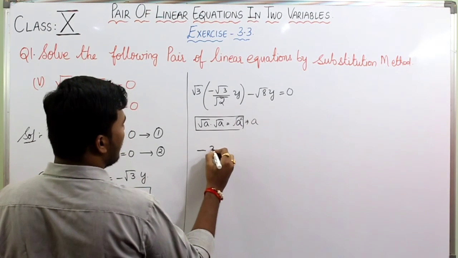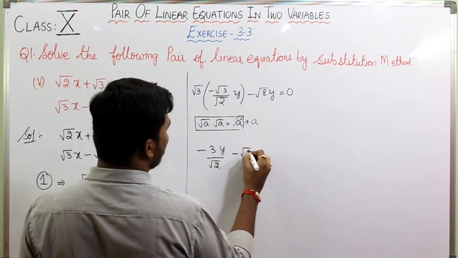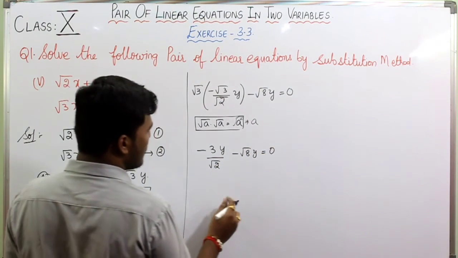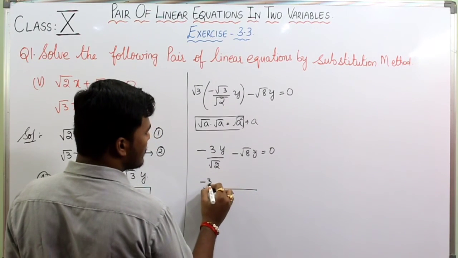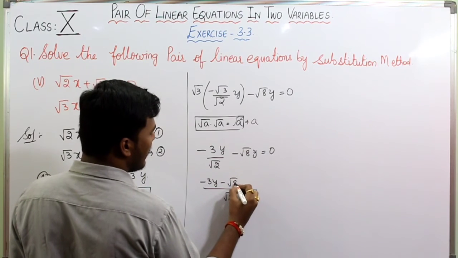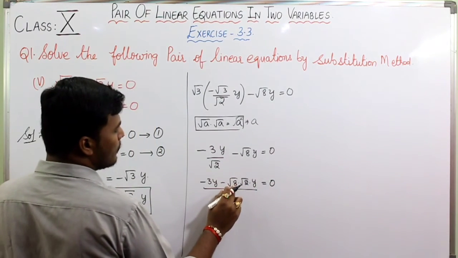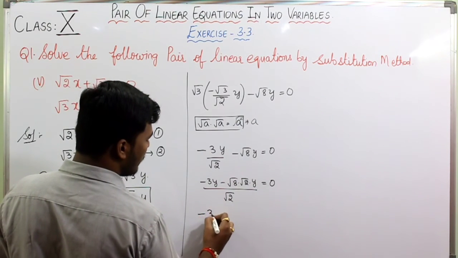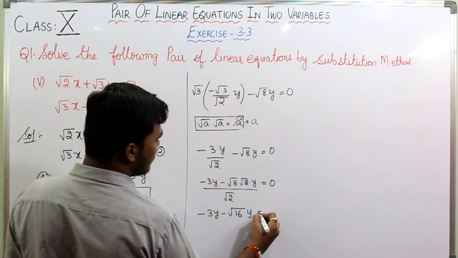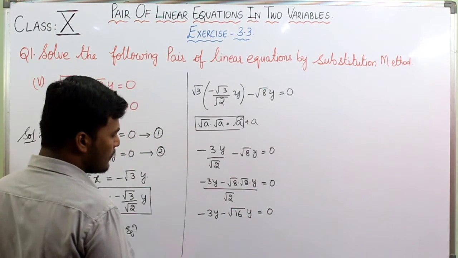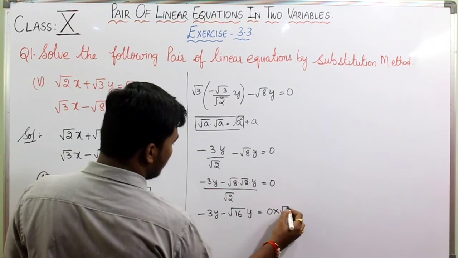So then it will become minus 3y by root 2 minus root 8y is equal to 0. So now, the LCM again, root 2 will be the LCM. So minus 3y minus root 8 into root 2 into y is equal to 0. Root a into root b will become root ab. So minus 3y minus 8 2s are 16, y is equal to 0. Okay. Now 0 into anything will become 0.